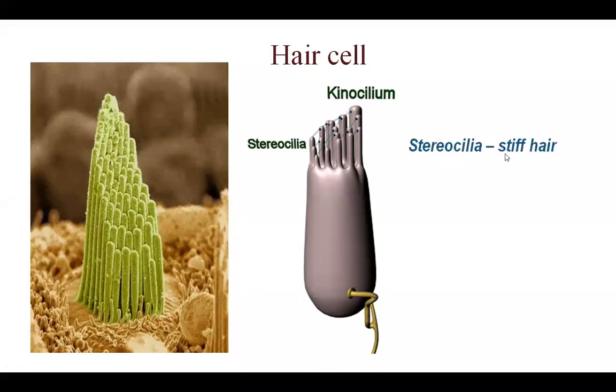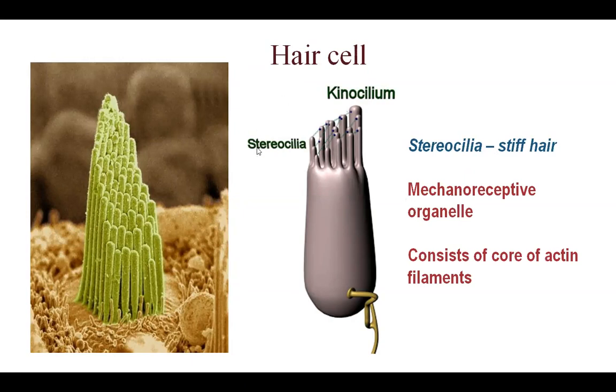So stereocilia means stiff hair. They act as mechanoreceptive organelles, and these stereocilia consist of actin filaments, whereas a kinocilium has got myosin in it.